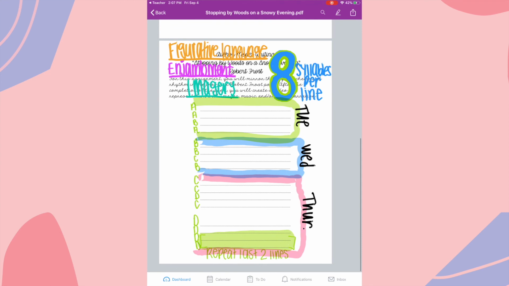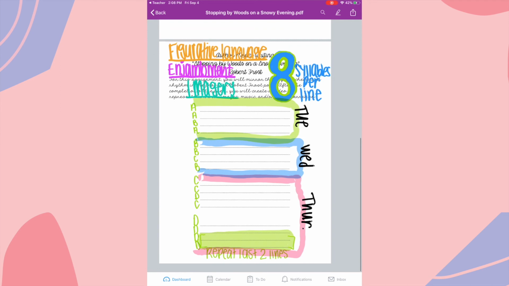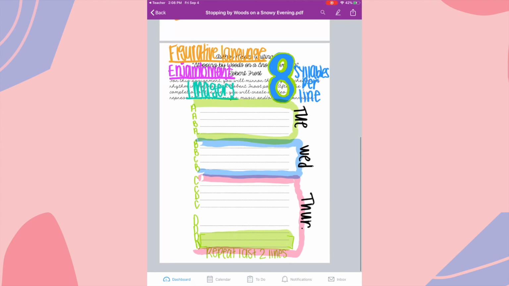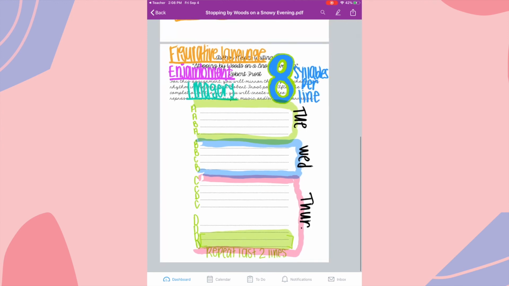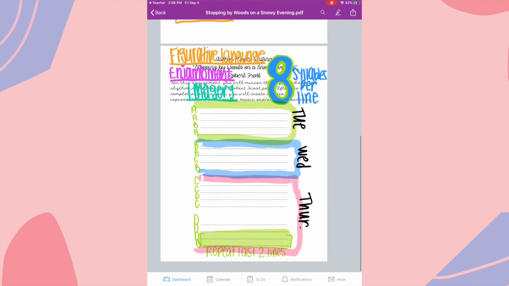Somewhere on this graphic organizer for creating your own poem, I also want you to put a note that we should be including an example of figurative language. That could literally be any type of figurative language. It could be sensory detail, alliteration, a simile or a metaphor or an onomatopoeia. Also, I want you to have at least one example of enjambment. Enjambment is when your thought rolls into the next line. And then I also want you to keep in mind imagery, creating an image in the reader's mind.